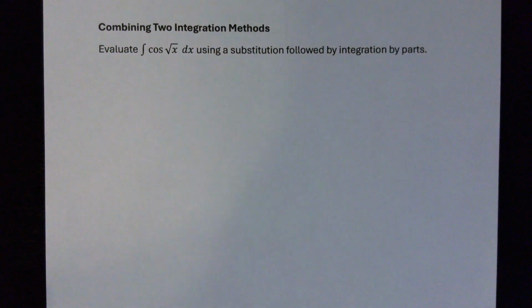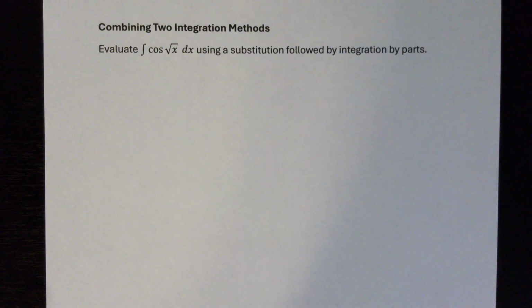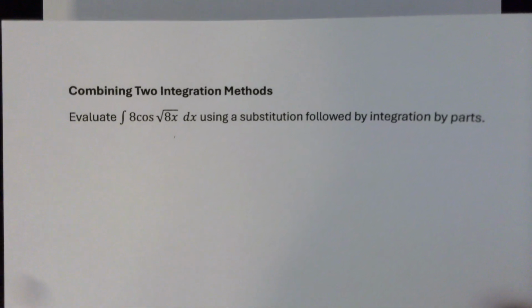In this video, we are going to be combining two integration methods. We're going to evaluate the integral of cosine of the square root of x using substitution and integration by parts. And if you want to hold on to the second part of the video, I'm going to do another one similar, but with numbers inside and outside of the function.